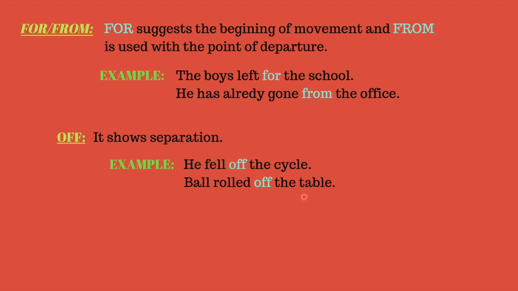The ball rolled off the table means the ball was rolling on the table. As soon as it lost contact with the table, it rolled off the table, means the contact between the ball and the table was lost. So the ball rolled off the table. I think you understood all these prepositions.